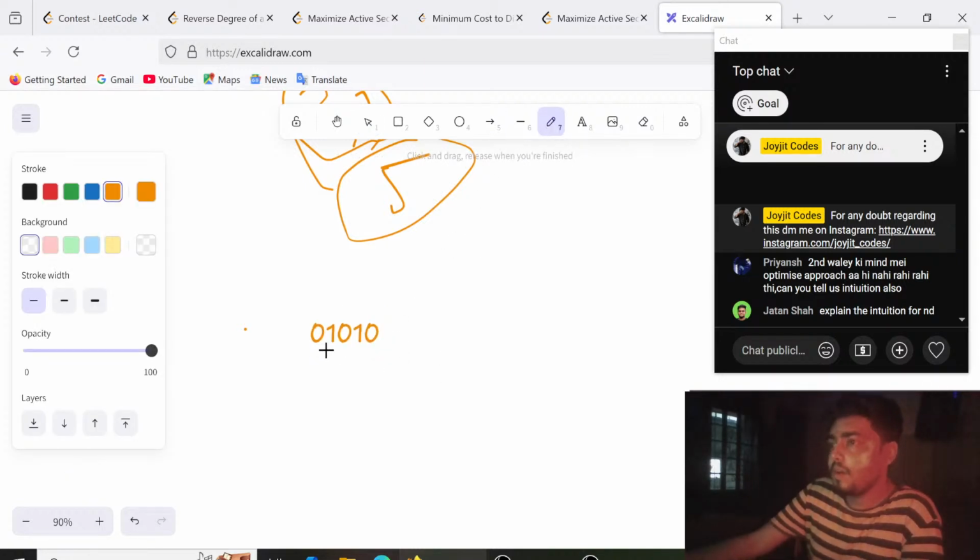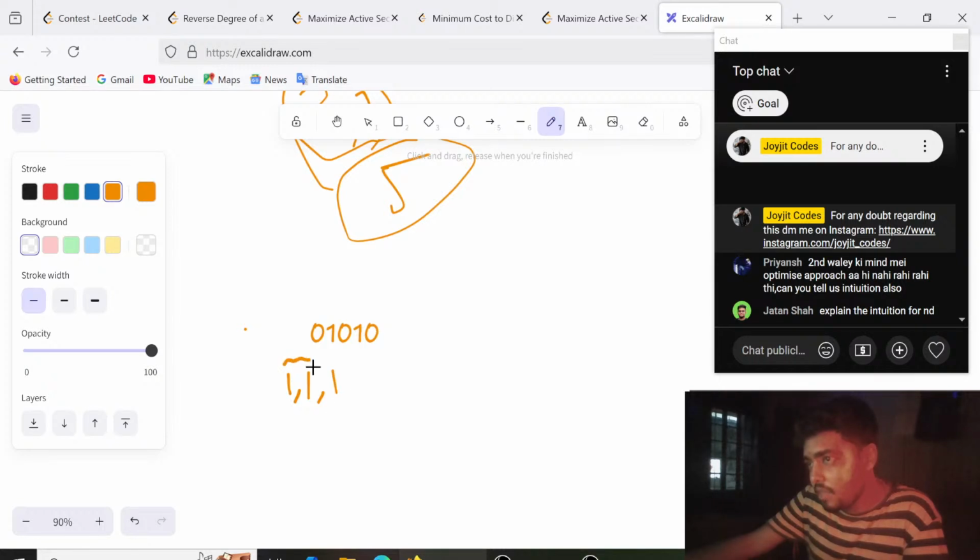Now look, the groups are like 1, 1, 1, right? The first group is having 1, 0. The second group is having 1, 0. And the third group is having 1, 0. Which means that either you can convert these two groups, or you can convert these two groups, because they have to be consecutive. So in either way it is 2. So you can have 2 or 2.